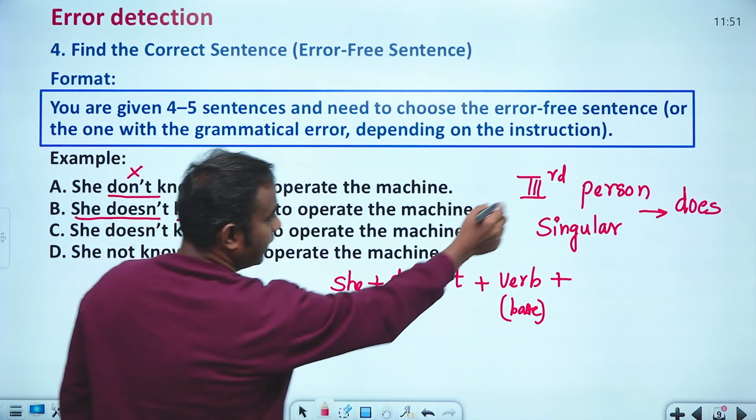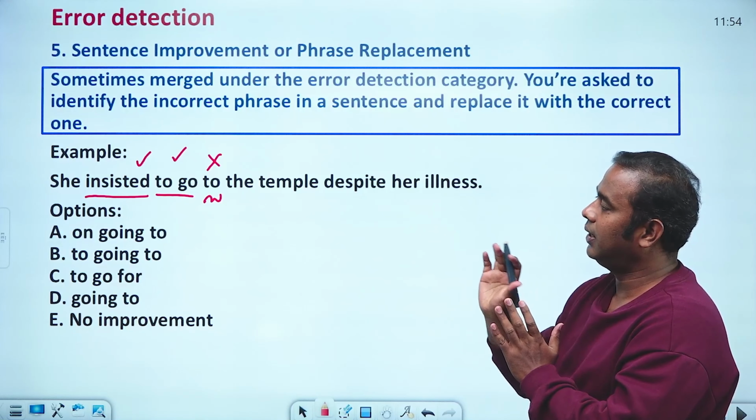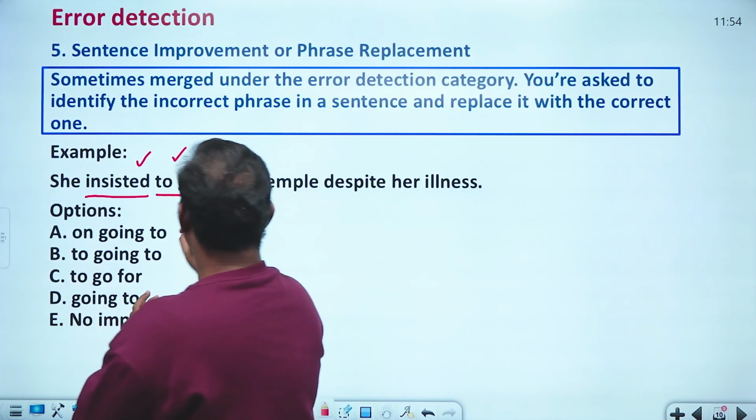She insisted to go to. Here, "to go" is the right one, "insisted" is also right, but again "to" is there, so that's the reason. So "to go to" is where generally you should be careful. If you use "go to", then you should not use "to" here.